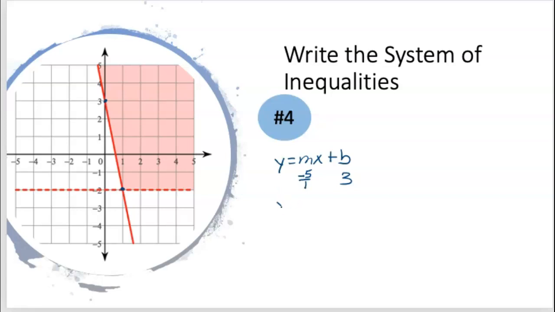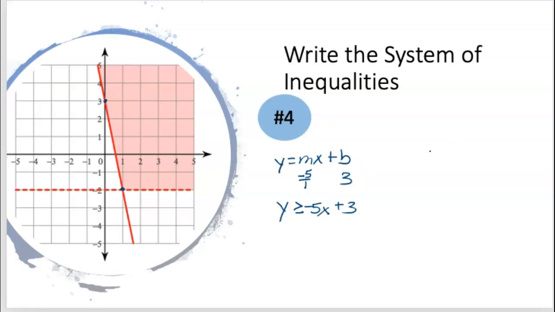Let's start writing that equation. So y, did I shade above it or below it? I shaded above, so greater than. Is it solid? Yes, solid tells me it's actually touching that line. That line is part of the solution set, so equal to negative 5 over 1 is negative 5x, and then this would just be plus 3. So there's my first inequality, but a system has to have at least two. So I'm going to go write the second one.